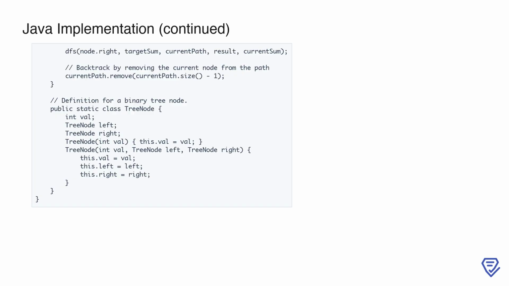Finally, this code snippet includes the definition of the TreeNode class, which represents a single node in the binary tree. Each node stores its value, a reference to its left child, and a reference to its right child. This definition makes it easier to construct and traverse the tree during the execution of the algorithm. With this setup, our implementation efficiently finds all paths that sum up to the target value while ensuring that the state of the current path is managed correctly using backtracking.